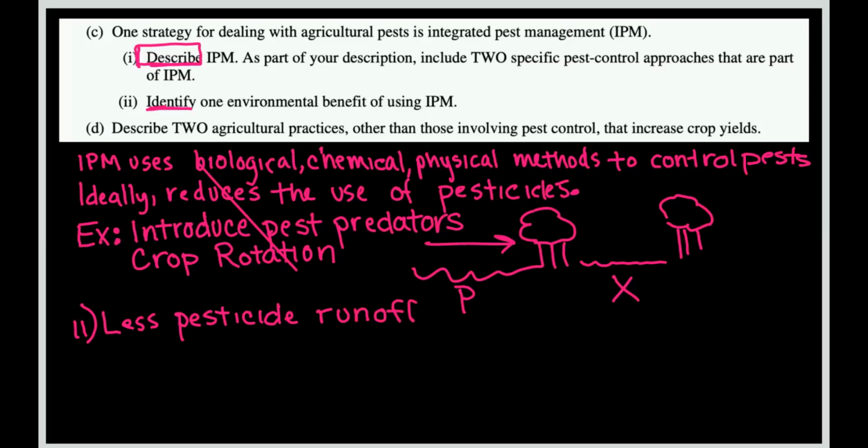I could say, IPM is going to have less pesticide runoff because you're using less pesticide. And you don't even have to do the because part. That's what's so great. You can just say less pesticide runoff. Bam, you've identified it. You don't have to describe. You're done with that one. Okay, you've gotten your point, which is probably what that part is worth.